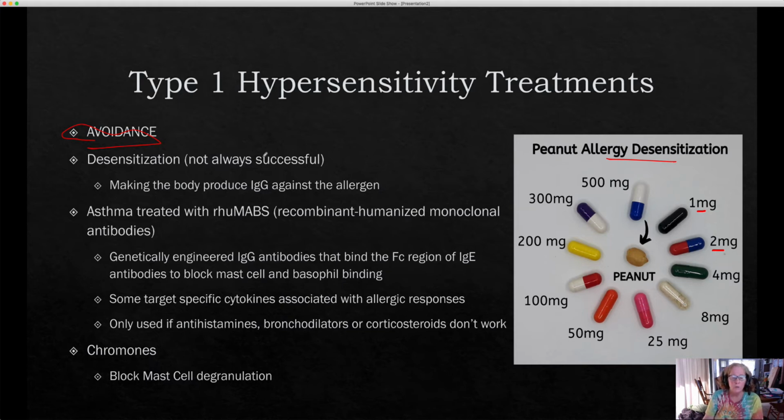We're trying to induce the body to produce IgG antibodies as opposed to IgEs. And if we start to produce IgGs, the idea is that we get enough IgGs that if that person is exposed to that peanut again, the IgGs are produced more quickly. They don't have to sit on the surface of basophils and mast cells. They're floating in circulation, and they will neutralize that antigen before it can bind to a mast cell or basophil.